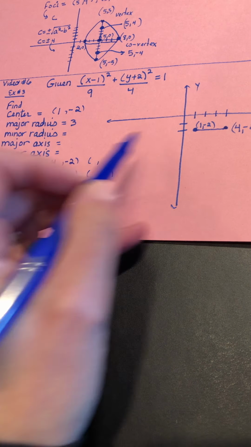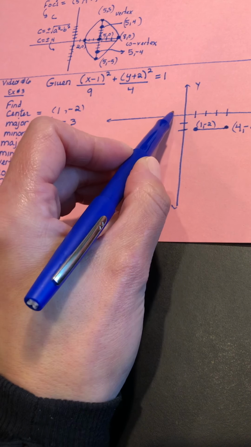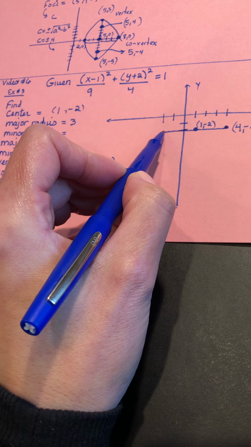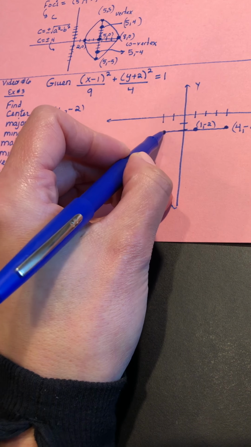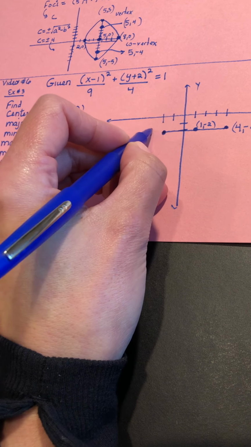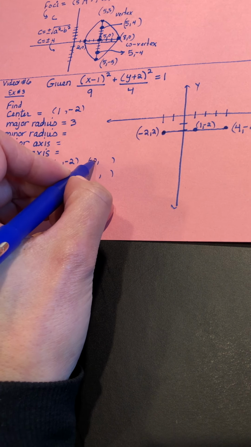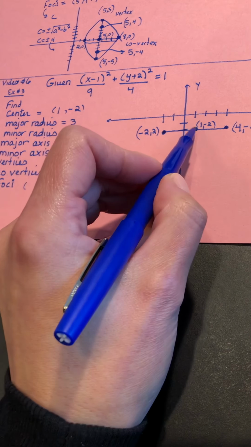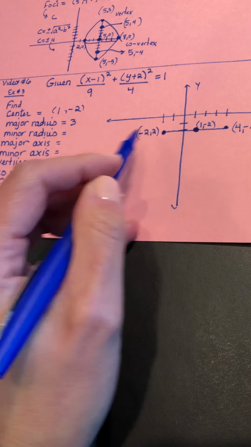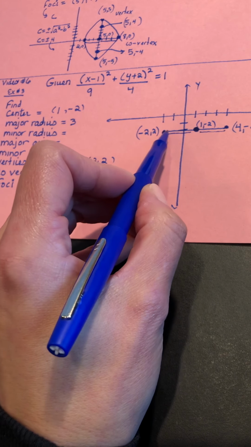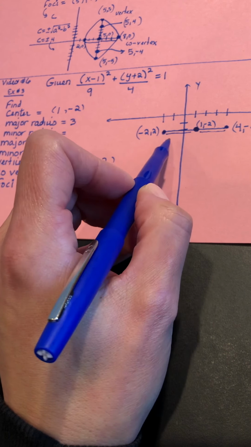And going to the left, I'm going to go over 1, 2, 3. This is going to be where? This is going to be at the point -2, -2. So my other vertex is at -2, -2. So just take a moment and pause and make sure you see that the major radius of 3 is on either side of the center.